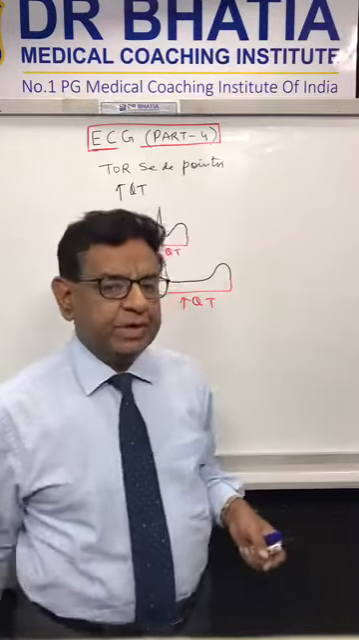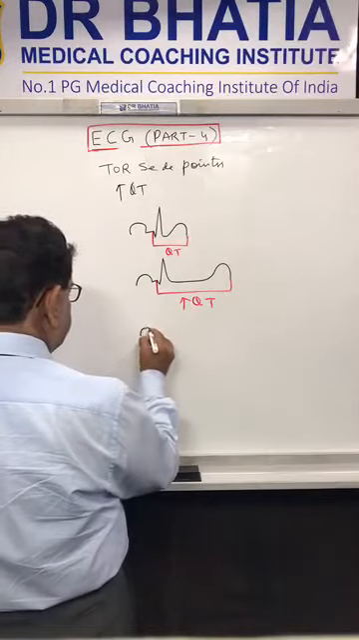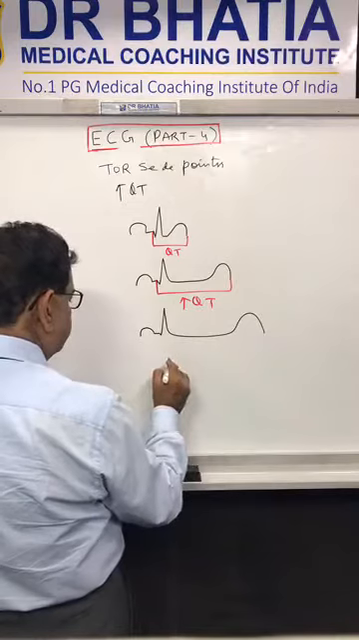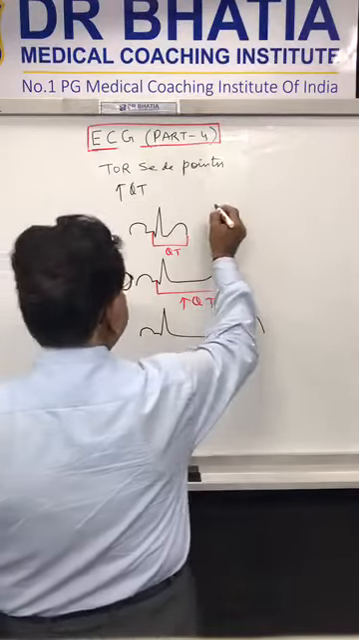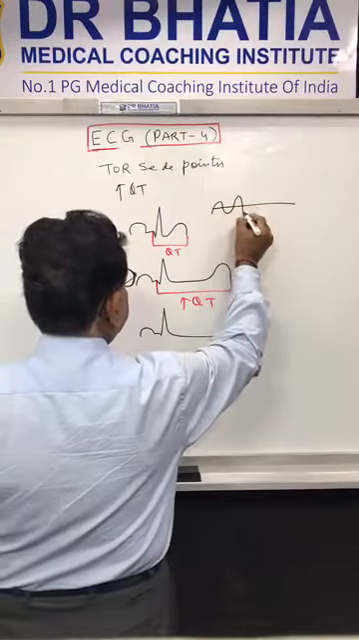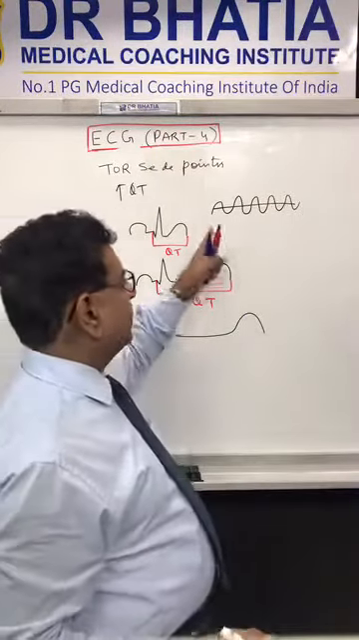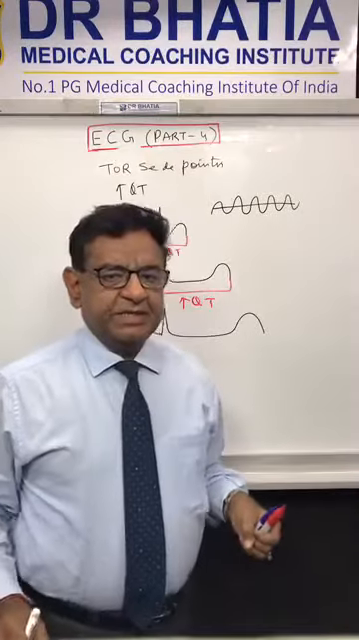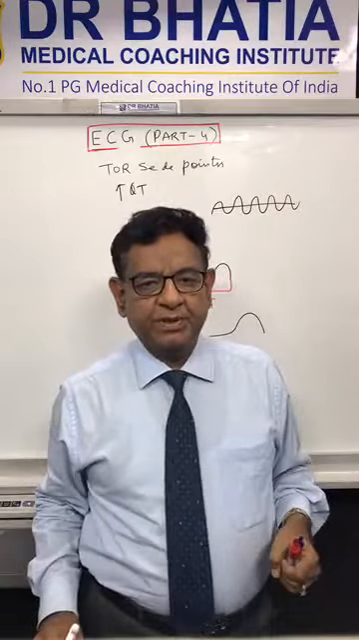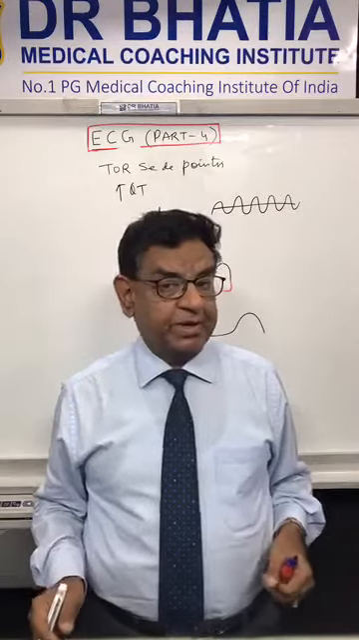And if the QT interval is further prolonged, then in the very advanced stages, it becomes like this. It totally stretches out. It looks like the entire ECG is revolving around the straight line. And this is the hallmark of torsades de pointes.